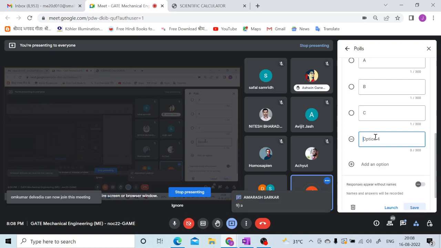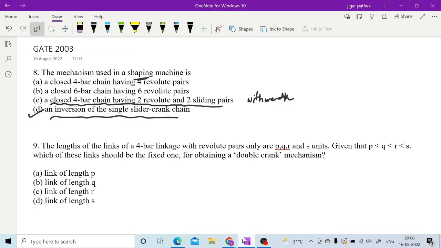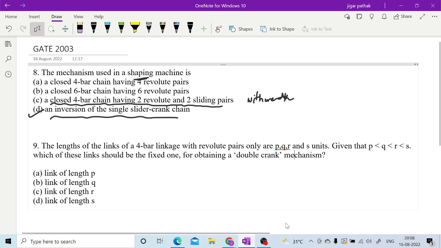Can you see it on your screen now, everyone? Yes, sir. It is visible. Okay, now we can answer for that one. It is very simple, I guess. Quickly you can answer it, and I will end the poll. It will not take that much time.